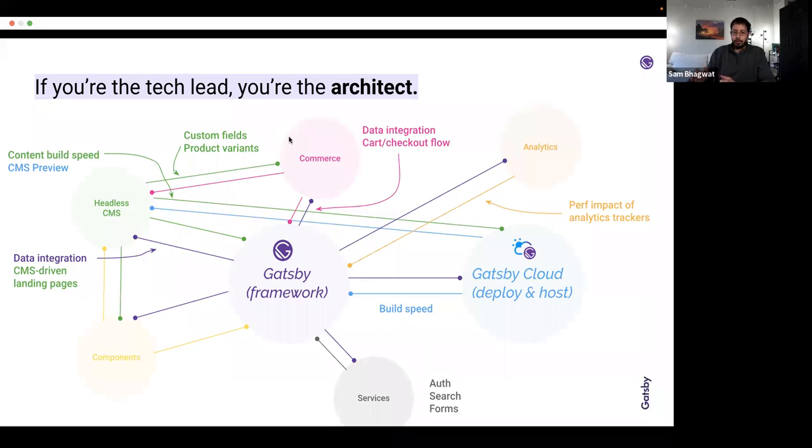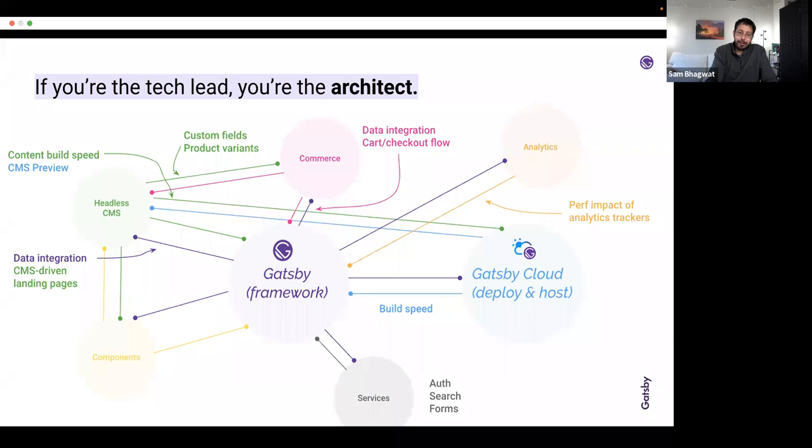First thing, if you're the tech lead, this is a sample architecture diagram of various components that you might have in a project. You can see some pairwise integrations here of how different components are integrated, or should be integrated, with each other to optimize the workflow for folks.